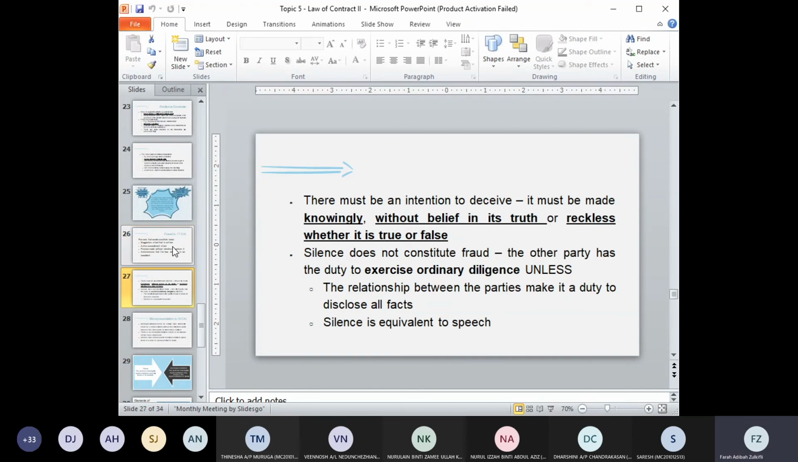When we want to end a contract due to fraud, you must prove that the other party has the intention to lie to you. So there must be an intention to deceive. The party who is committing fraud must lie knowingly. He must have knowledge of the truth, or he must commit fraud without believing in the truth, or he must be acting recklessly. He doesn't care whether it is true or false. He just wants to lie because he just wants to get something.